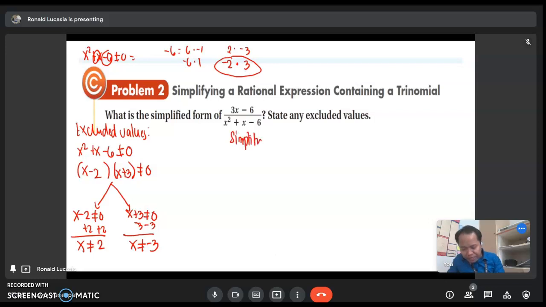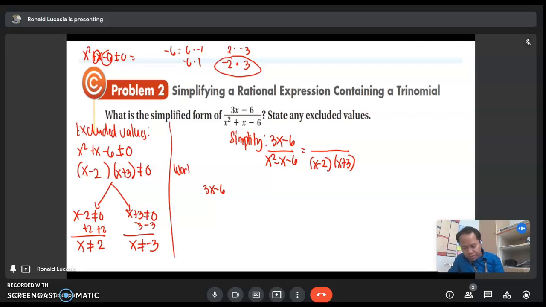So we have (3x - 6)/(x² + x - 6). We already knew the factors of the denominator. We solved it in the excluded values, and that is (x - 2)(x + 3). Now, for 3x - 6, this is called the working solution. For 3x - 6, this is the same as 3x and the negative 6.